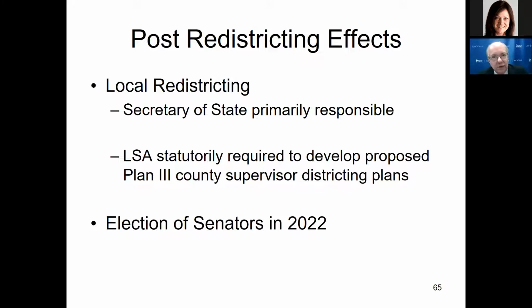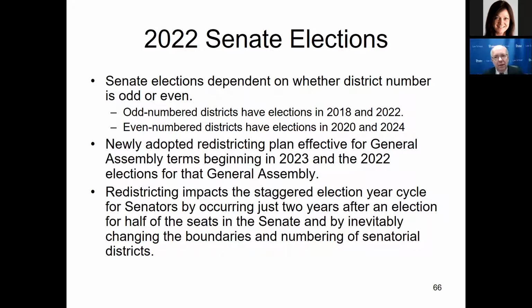Also, the election of senators in 2022 is a post-redistricting effect. How are 2022 Senate elections handled? Keep in mind that Senate elections are dependent on whether the district number for a Senate district is odd or even. Odd numbered districts had elections in 2018 and will have elections again in 2022. Even numbered districts will have elections in 2020 and in 2024. However, keep in mind that redistricting impacts a staggered election year cycle by occurring just 2 years after an election for half of the seats in the Senate, those even numbered districts, by inevitably changing the boundaries and numbering of senatorial districts. So how are elections handled in 2022?